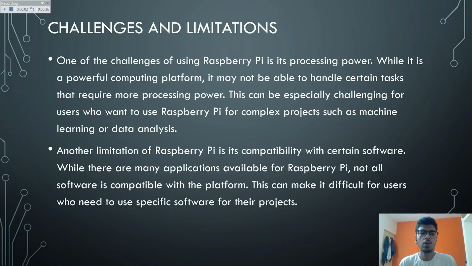Challenges and limitations. One of the challenges of Raspberry Pi is the processing power. While it is a powerful computing platform, it may not be able to handle certain tasks that require more processing power. This can be especially challenging for users who want to use Raspberry Pi for complex projects such as machine learning or data analysis. Another limitation of Raspberry Pi is its compatibility with certain software. While there are many applications available for Raspberry Pi, not all software is compatible with the platform. This can make it difficult for users who need to use specific software for their project.